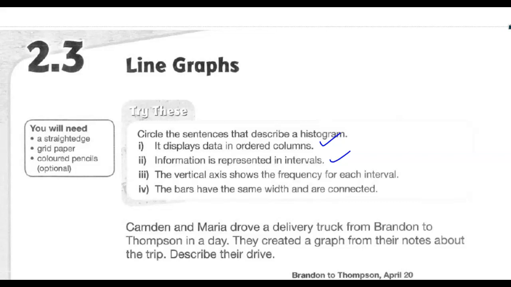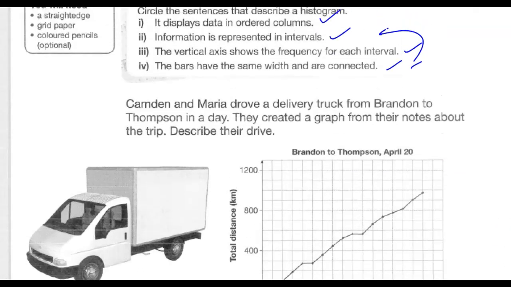The vertical axis shows the frequency for each interval. Yeah, it could be a horizontal one as well if you flipped it around, but yeah. And the bars have the same width and are connected. Yeah, for sure. They are connected because they're going with the intervals, and they should all be the same width. Otherwise, it wouldn't really be representing data correctly.